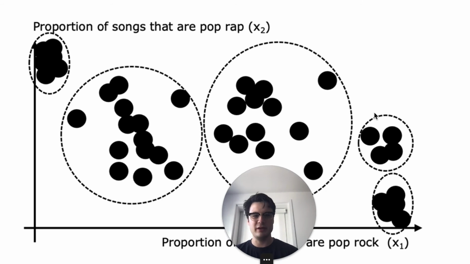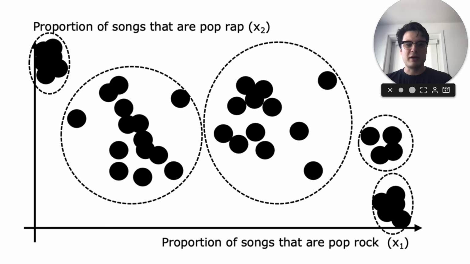Another example of clustering might be in a recommender system where you're trying to group listeners together and provide them with similar music content. Let's say Spotify might do this. This is a very simplified example, but we can imagine that Spotify might collect data on the proportions of songs that you listen to that are pop rock and plot that proportion on the X1 axis, as well as the proportion of songs that are pop rap that you listen to, and that's the X2 axis, and then plot each person along this X1, X2 axis, or this pop rock, pop rap axis.